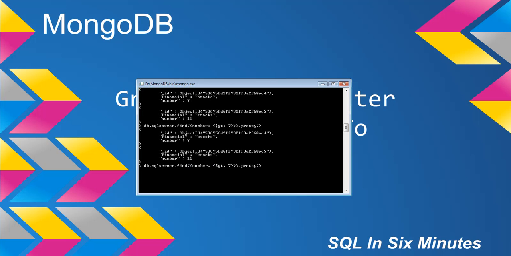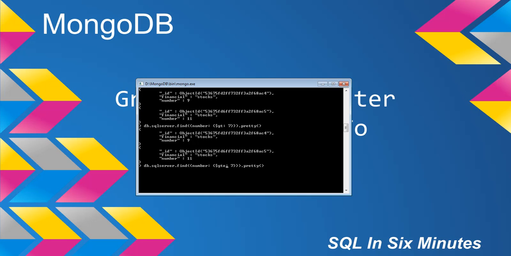So what we're going to do, instead of doing $GT, which is the greater than operator, we're going to say $GTE, which is funny, that used to be a company name. But anyway, GTE is greater than or equal to. So now we're going to be looking for 7 and up.